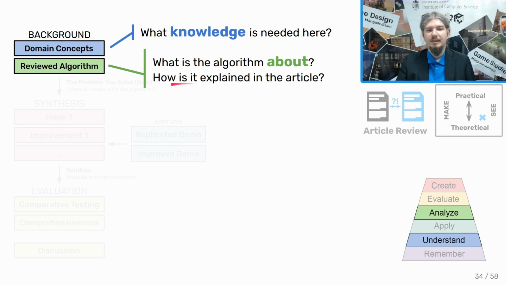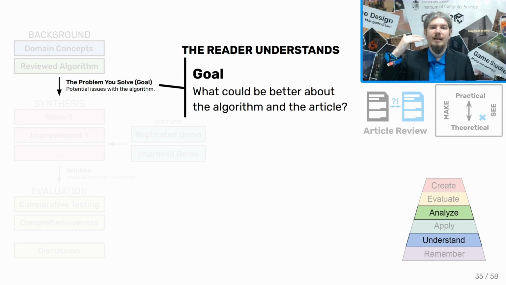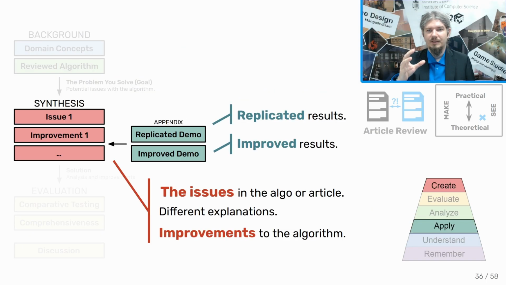And of course, you can then list that this one particular article has these shortcomings, and then based on that, the reader understands the problem you are trying to solve, the potential issues with the reviewed algorithm or paper. What could be better about the algorithm and the article? Then in the synthesis part, you are explicit about the issues, you describe them in detail and explain why they are issues, and you offer your improvements.